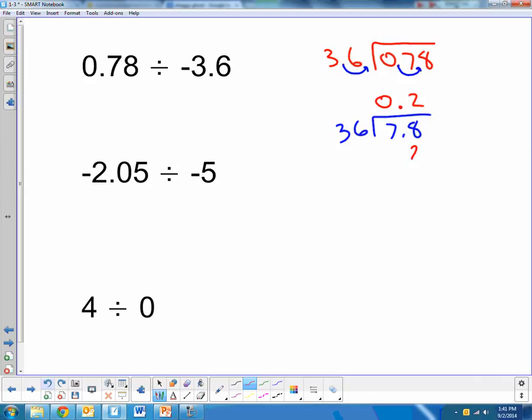2 times 6 is 12. Carry the 1. 2 times 3 is 6, plus 1 more is 7. And that just barely fits underneath. When we subtract, I've got 6 remaining. I can add a 0. You can always add more zeros.